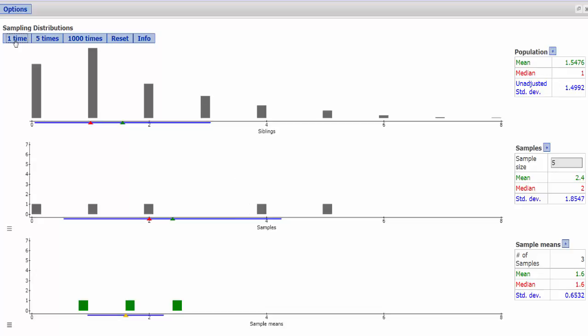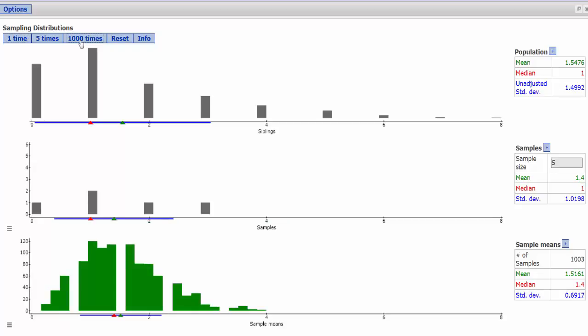Alright, now I could keep doing this one sample at a time, plotting the mean from each of these samples, and continue on and on and on, except this applet has a handy 1000 times button, and if I hit that, it'll start taking 1,000 different samples and plotting the means from each of these samples in my distribution of sample means. So let's do that.